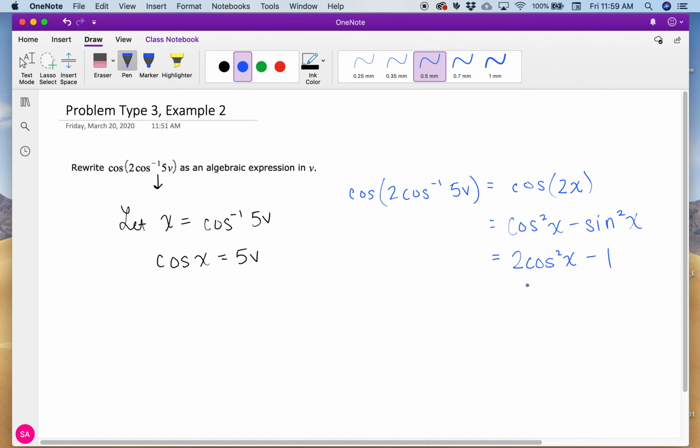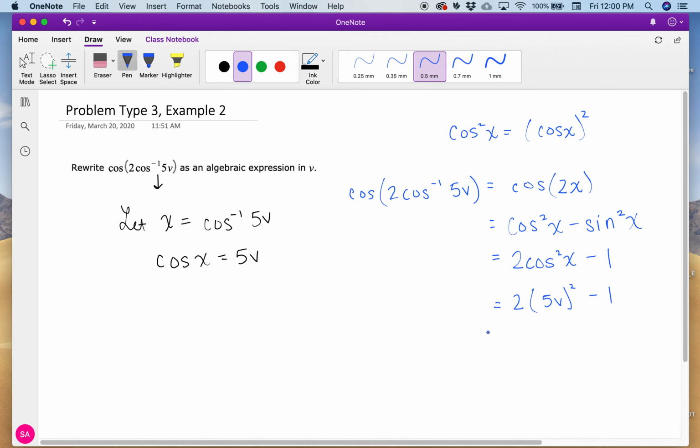So now I don't have a sine x to worry about. I only have a cosine x, which they give us. Once we made this substitution and we figured out, we know that cosine x is equal to 5v. All right, so we're just going to plug that in. So this is going to be equal to 2. So remember, cosine squared x is basically, it's cosine x, and then you're squaring that. So cosine x is equal to 5v, and then we're going to square that, and then we have minus 1.